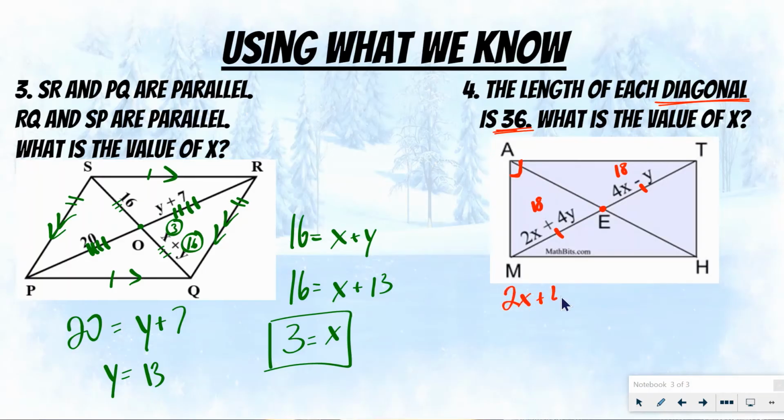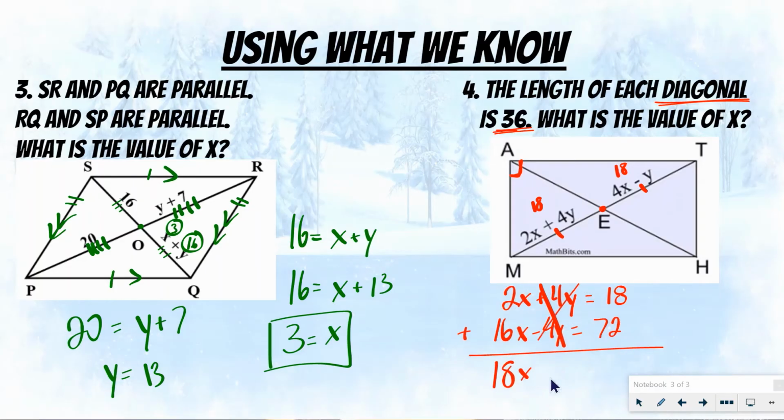So 2x plus 4y equals 18, and then 4x minus y equals 18. So now I have a system of equations that I can solve. I'm going to multiply this bottom equation by 4 so that my y's will cancel out, and use elimination. I'm going to add these two equations together and get 18x equals 90, since my y's completely drop out. Then I divide by 18 to give me the value of x. It's just 5.